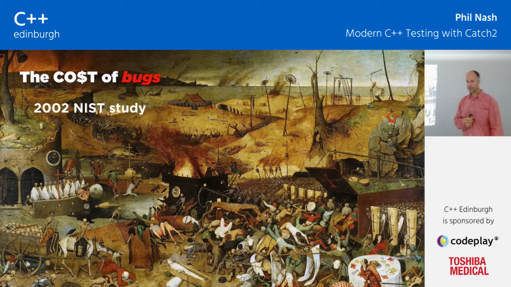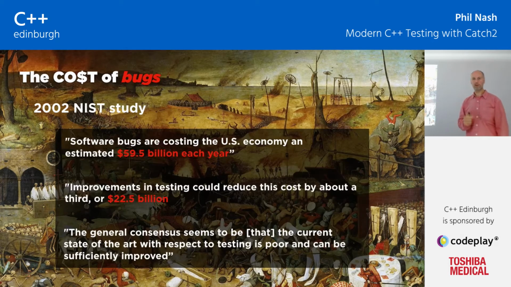So in 2002, there was a NIST study, and I can't remember now what NIST stands for. I think it might be the National Institute for Science and Technology, something like that. But I think it's a government agency anyway. They did a study into software bugs and their cost. Here are some choice quotes from that report. Software bugs are costing the US economy, just the US economy, an estimated $59.5 billion each year. So that really dwarfs even Tony Hoare's contribution.